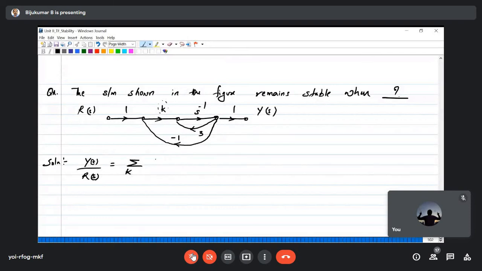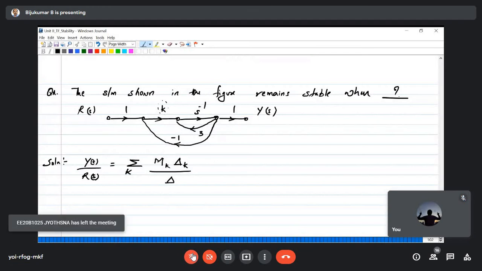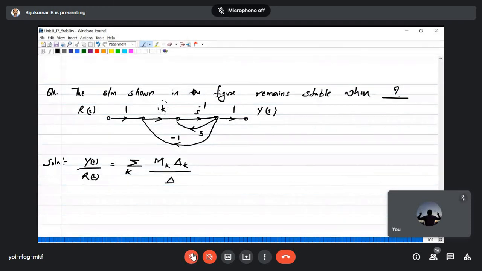It's a notation we use. In our textbook it will be t or m; in our class, instead of m we used a t. Anyway, whatever, it means T only. Okay, fine. So where k refers to the forward path.